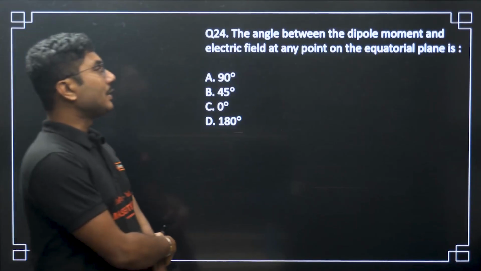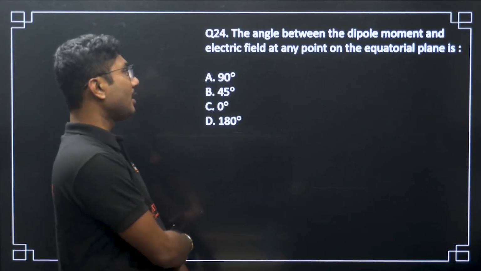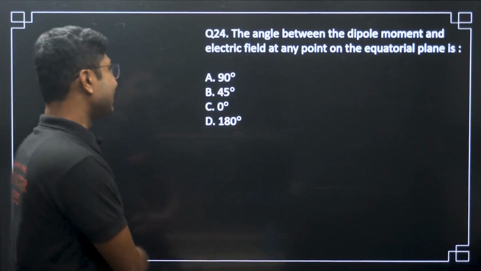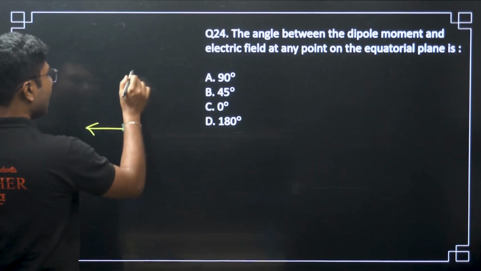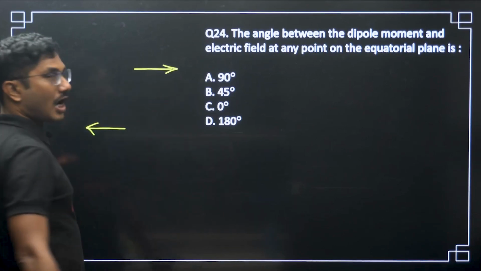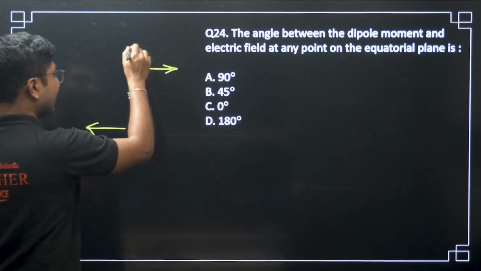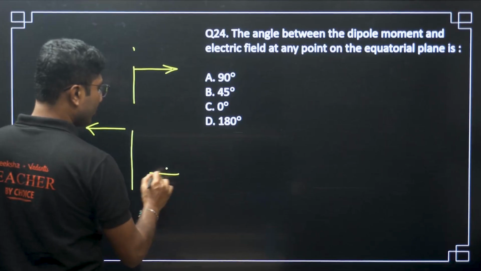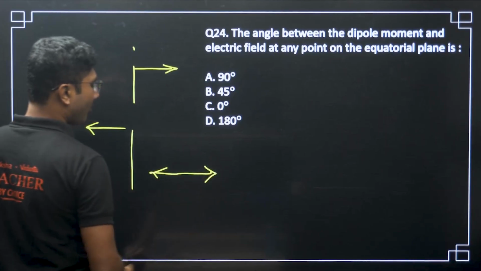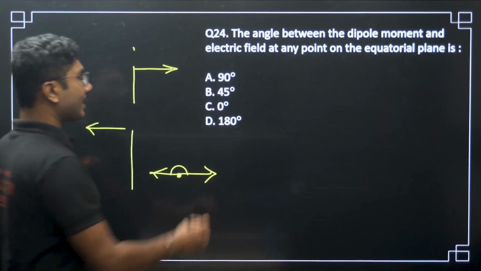The angle between the dipole moment and electric field at any point on the equatorial plane is? The dipole moment is in this direction, the electric field is in this direction. How to find the angle between them? This is the equatorial plane. To find the angle, you have to draw both the vectors from a single point, right? And the angle between them is 180 degrees.